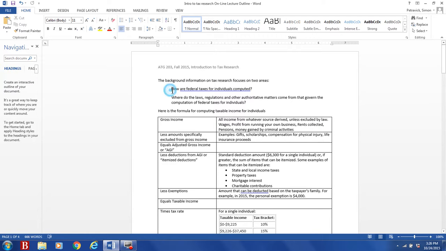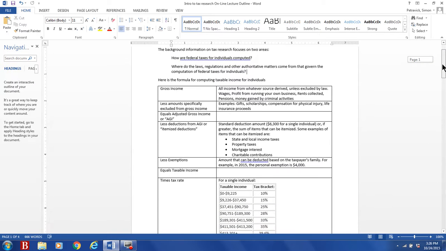So the first topic is, how are federal taxes computed for individuals? And the second topic is, what kinds of laws, regulations, or other authoritative matters are out there that govern the computation of federal taxes for individuals? So basically, the online component here is giving you some information about how taxes are computed and the kinds of sources we'll look at when we get to class for doing research.